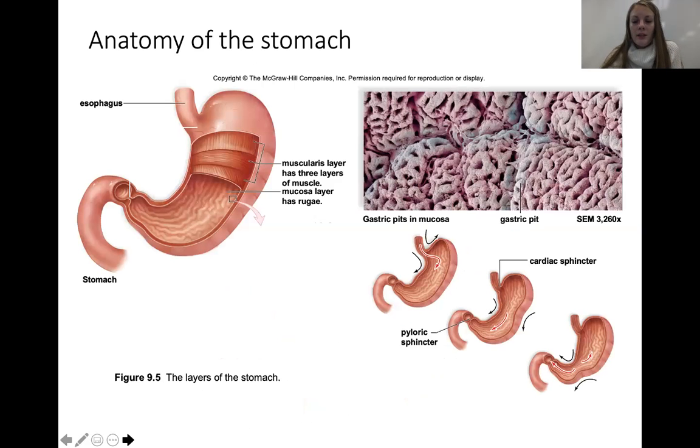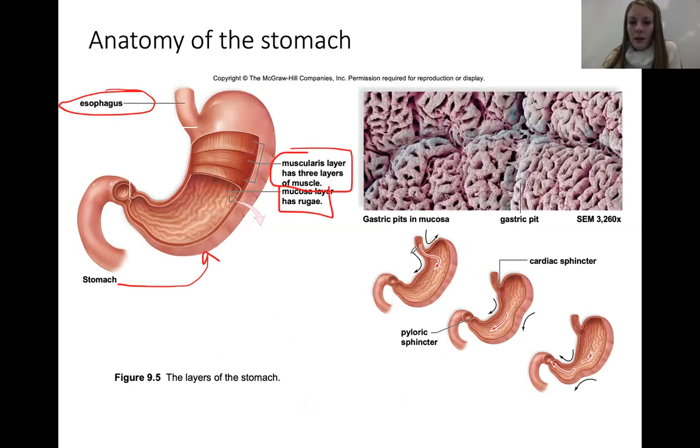The anatomy of the stomach. So when we say anatomy, it's just the identification of the parts. So here again, we have that esophagus up here at the top. You have your stomach. You have the muscle layers. There are 3 layers of muscle, and then there's a mucosa layer. This is a visualization of the gastric pits of the mucosa. So these are the pores where the mucus, or the secretion of the enzymes and the acid, are in our stomach.